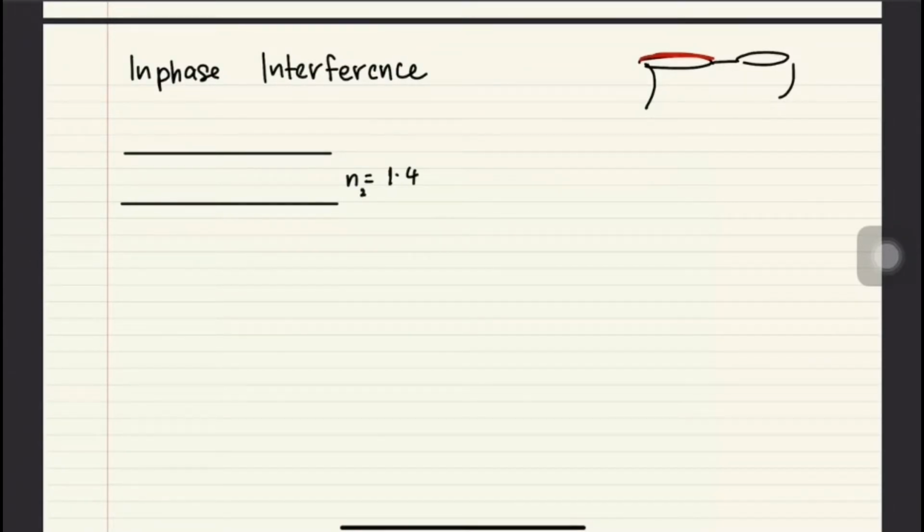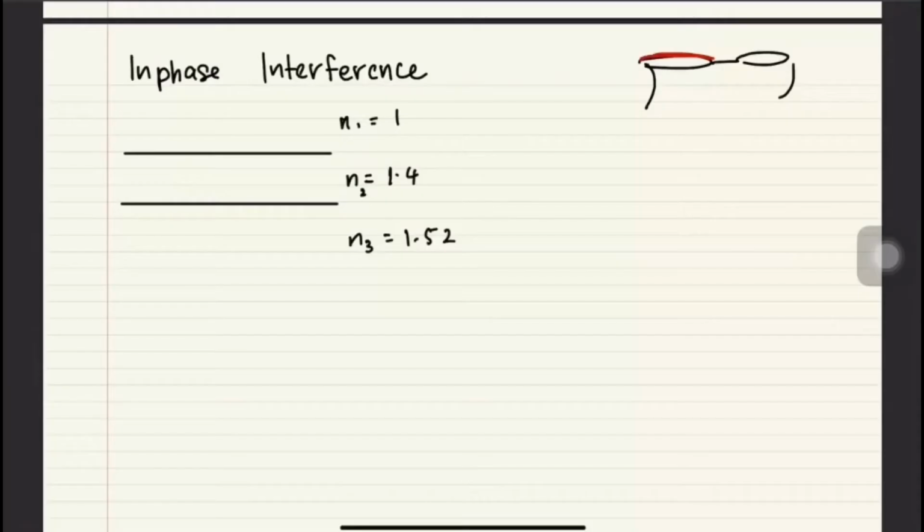So n tu maybe equals to 1.4, contohnya. Okay. So your n1 is basically air, yang atas sini lah. And then n3 is basically your lens. The lens is glass, so normally it's around 1.5 something. Okay, so far kamu understand or not about my diagram just now? Faham, sir? Okay.